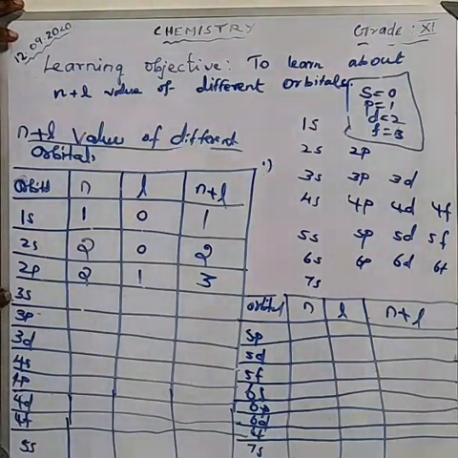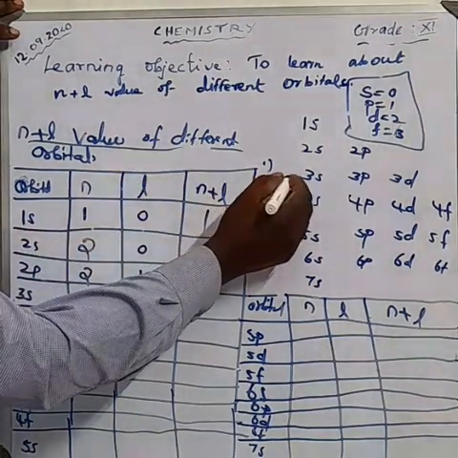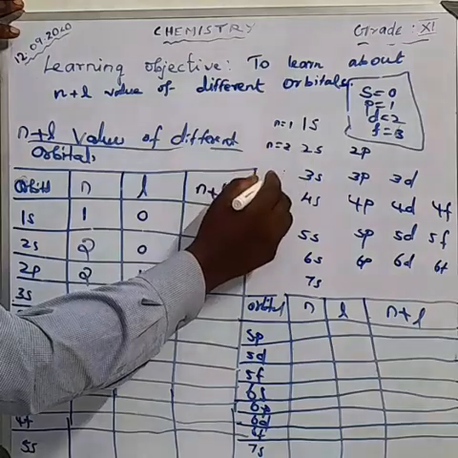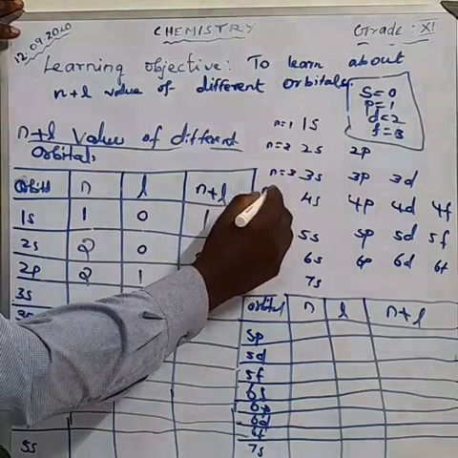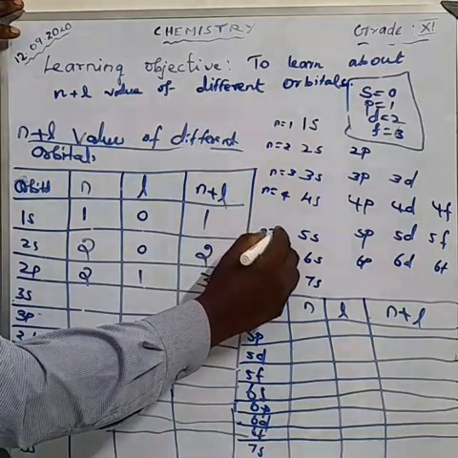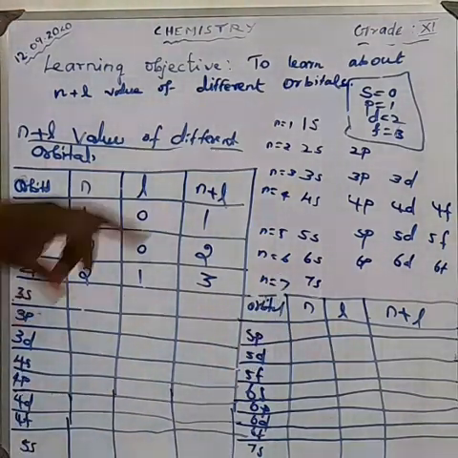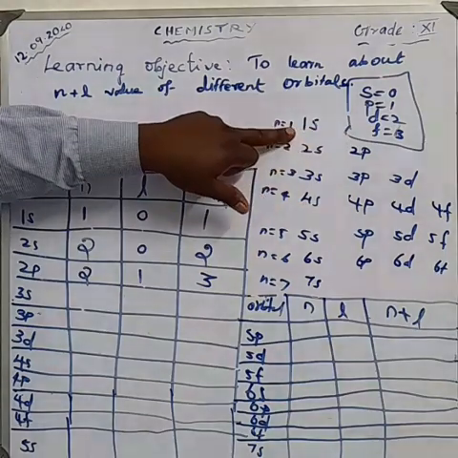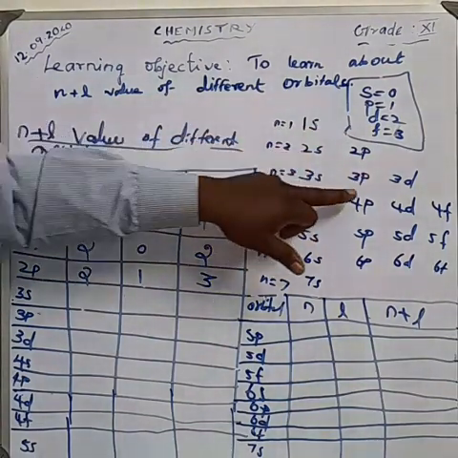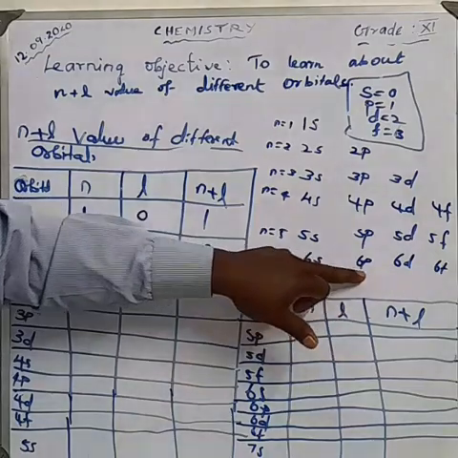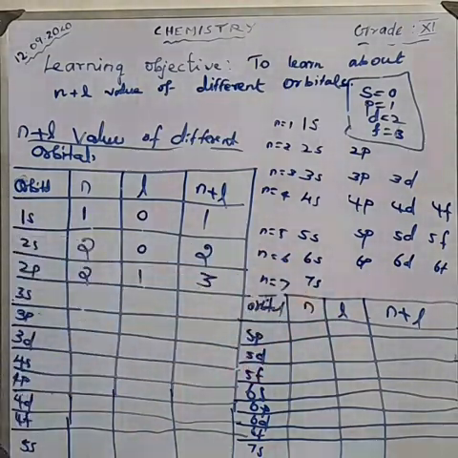Can you say about the next one? 3s. Where is it occupied: n is equal to 1, 2, or 3? n is equal to 3. This is n is equal to 1, this is n is equal to 2, n is equal to 3, n is equal to 4, n is equal to 5, n is equal to 6, n is equal to 7. These are all the principal quantum number. This one line is n is equal to 1, and so on up to n is equal to 7. Clear?